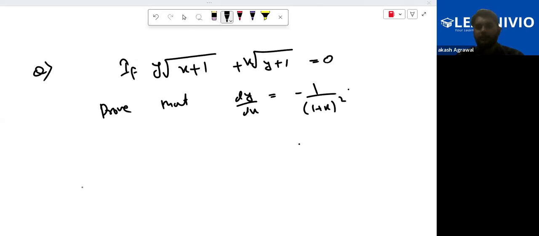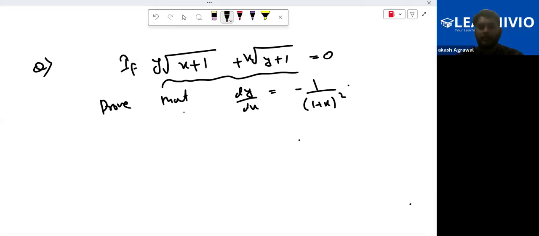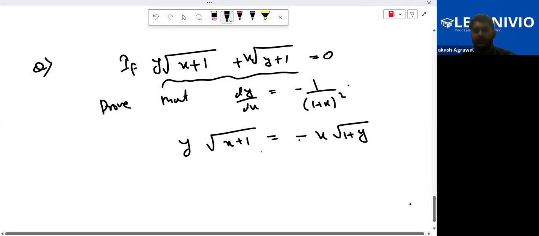This question is based on implicit and explicit function. So try to find y equals to some function of x and you will be able to do this question very easily. Just write down the equation in the form of y equals to some function of x. I'll give you a hint. You can write this as y root 1 plus x is equal to minus of x root 1 plus y. Now square both sides, try to simplify the equation.